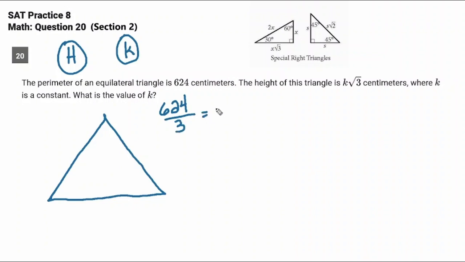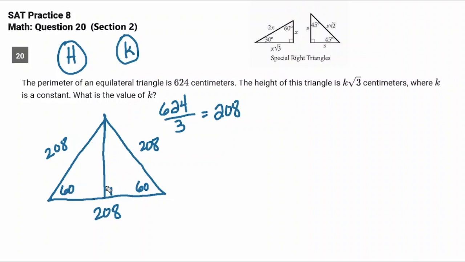Calculator math, that's 208. So the sides are 208. The height of this triangle is k root 3. Is the height one of these sides? No. The height is a straight up and down distance from the bottom that makes a 90-degree angle. And that's important. How many degrees are right here and right here? 60.